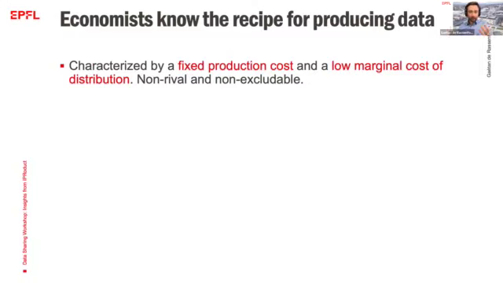Once you have the data, you can send it by email or post it online at essentially zero cost. It's a non-rival and non-excludable good, in the sense that the fact that one person used the data doesn't preclude others from using the same data. And it's also very difficult to exclude people from using the data once it's out there. As I mentioned, economists know how to produce such data.